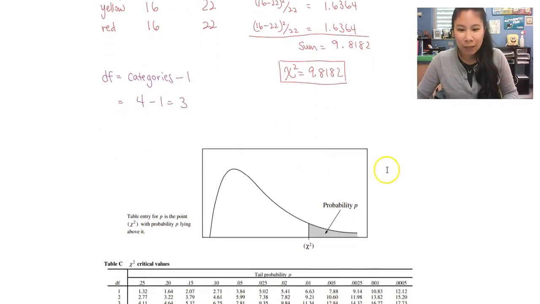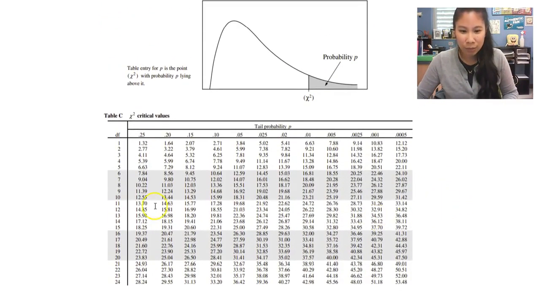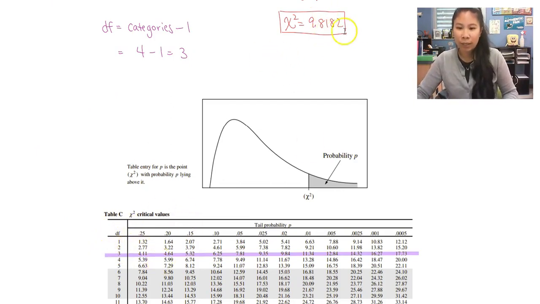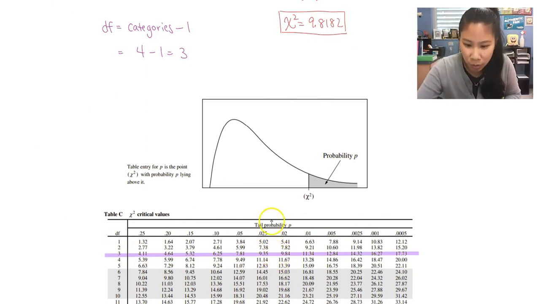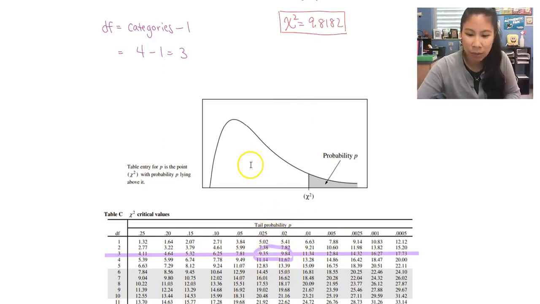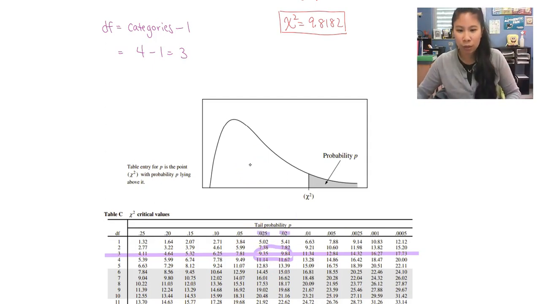So when I look down at this table now, I'm going to use the degree of freedom of 3 row, that's right here, and my test statistic was 9.8182. So I'm going to go down the entire row here and look for the one that's closest to 9.8182. So it looks like it would be right in between this 9.35 and 9.84. So this tells me, because my number is right in between these two numbers, that the tail probability that it corresponds with is the 0.025 and 0.02.